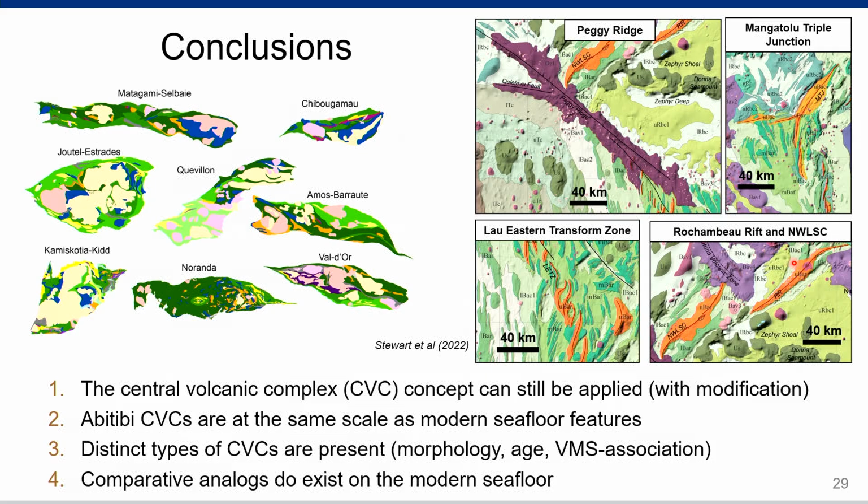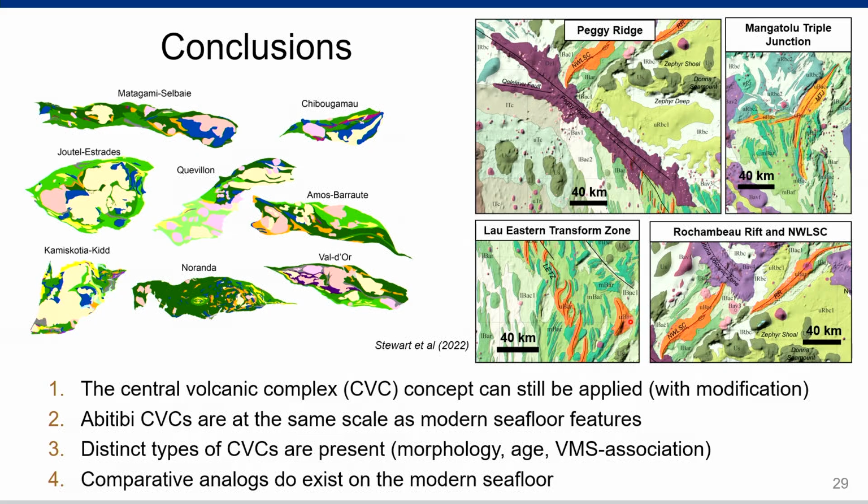So that's a lot of arm waving, but we certainly have made some steps now. If I want you to take anything away, it's these four main points here, and that's that, first of all, we can still apply this concept. We just have to think about it in terms of time, and we have to refine it using the new geochronology. The second point is that the CVCs, the Abitibi central volcanic complexes, are at the same scale as modern seafloor features.